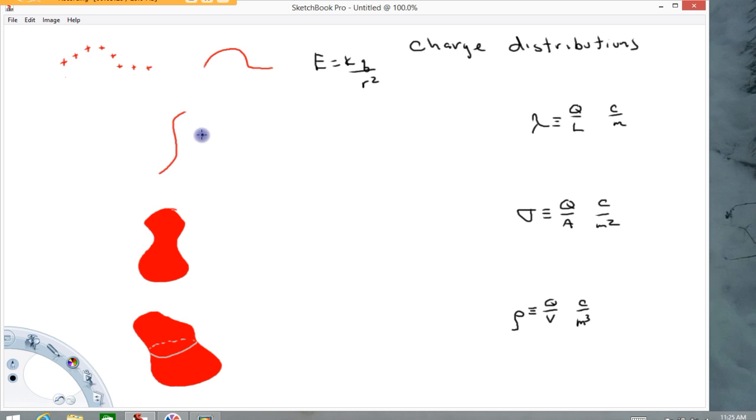Remember that the electric field due to a point charge is kq over r squared. So we can apply this anytime we have a point charge, or at least something that's approximately a point charge. Now, if I'm sitting right here and I'm looking at this charge, this thing's not a point charge. So this formula, as it sits, does not apply. What we can do, however, is break up this charge distribution into little pieces.